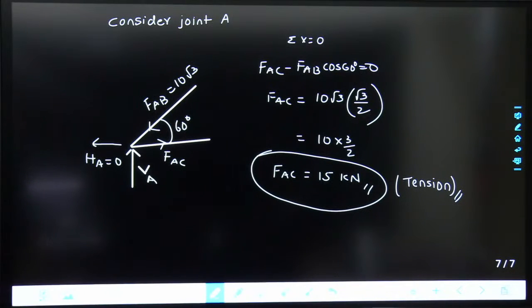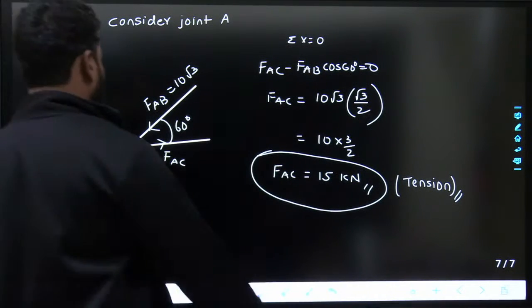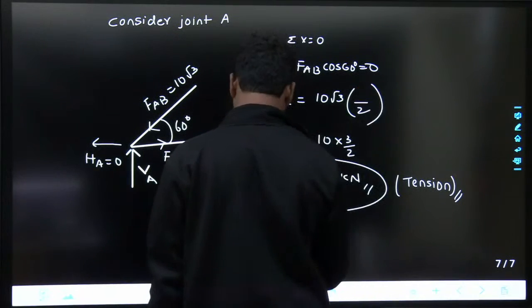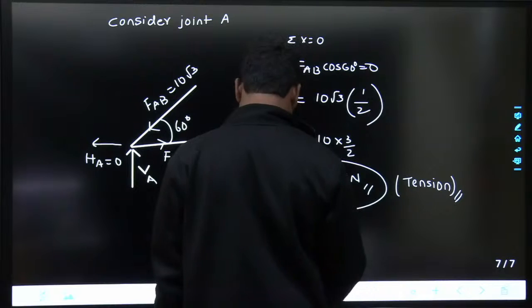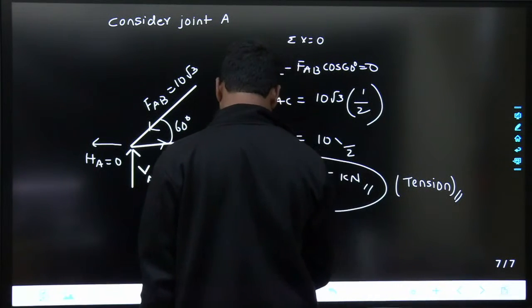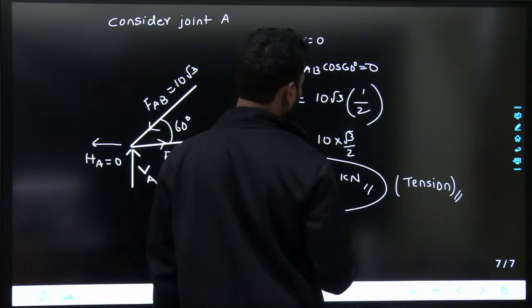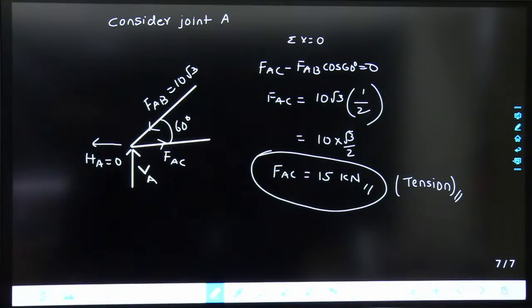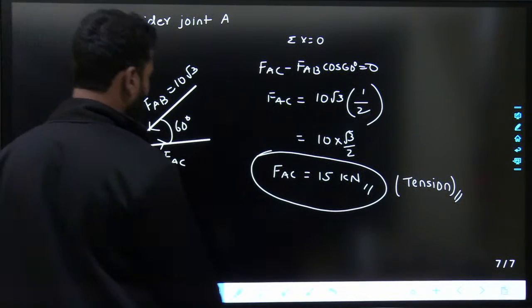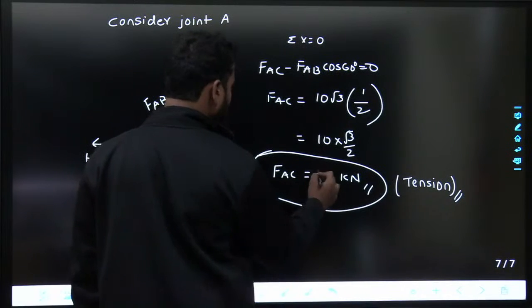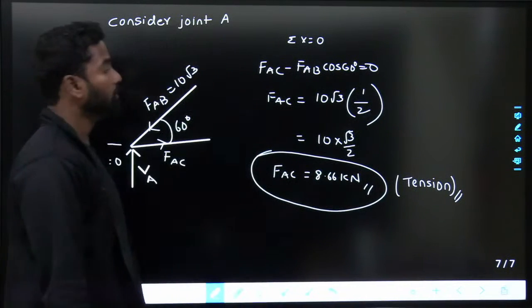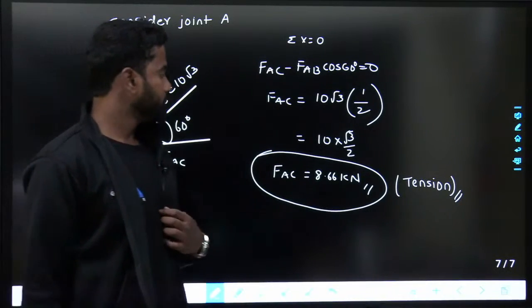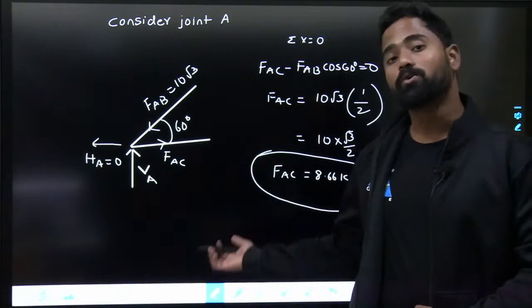Cos 60 is 1 by 2. Sorry. 10 root 3 by 2. What is the value of 10 root 3 by 2? 10 multiplied with root 3 divided by 2. You got the correct answer, 8.66 kilonewtons. Fine. Yeah, it's me who did the calculation mistakes. Don't do these type of mistakes. Okay.